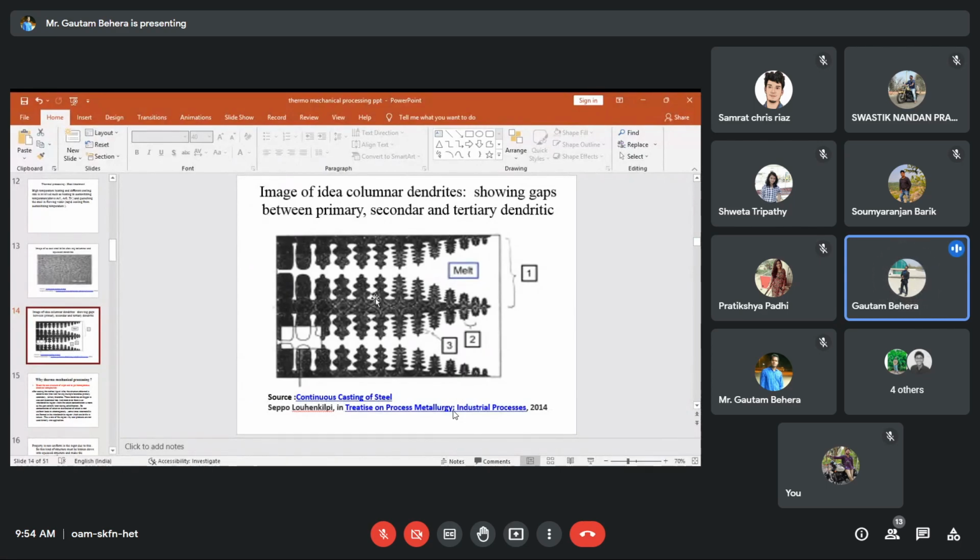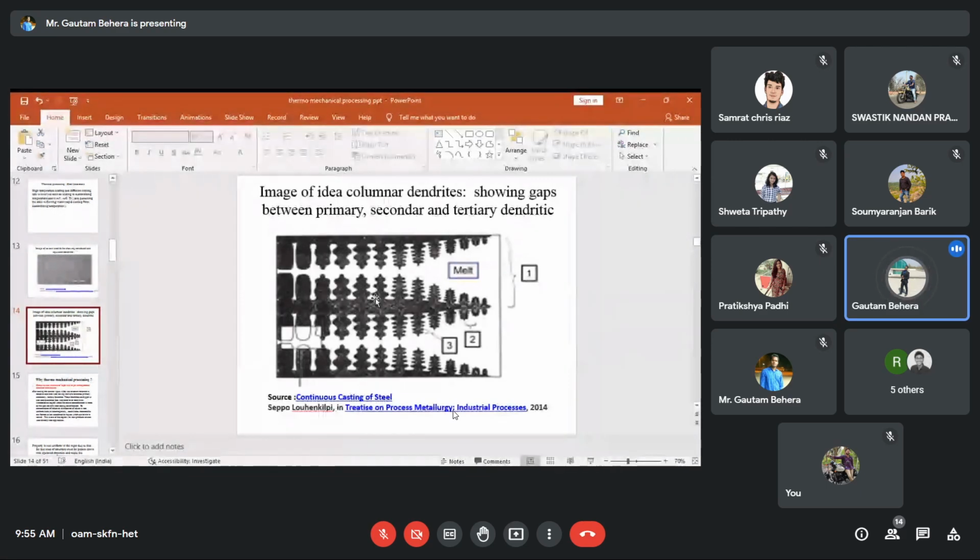See, dendrite is forming means dendrite is growing in a particular orientation in a particular direction, right? All the things are not getting solidified at a time. So that means still some liquid is present, some solid is present. So solute will get rejected from the solid part to the liquid where liquid is still there. So obviously there will be a segregation.